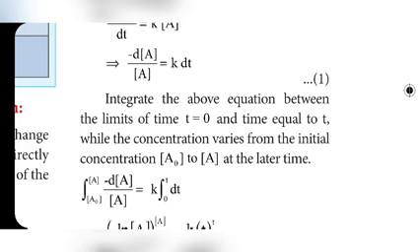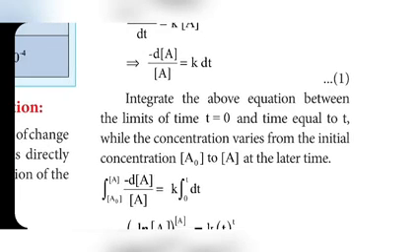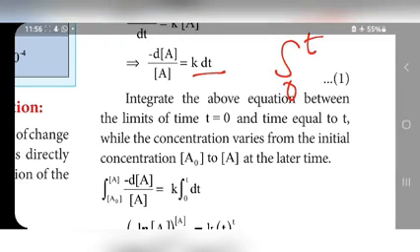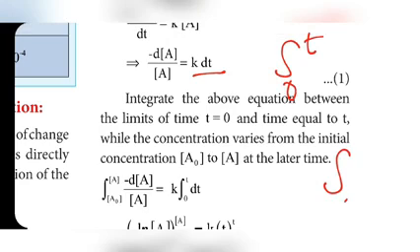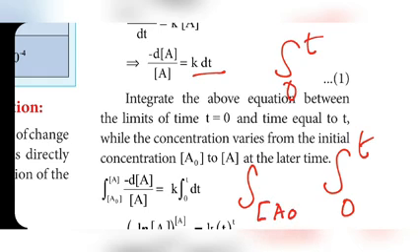So in this part they are telling about the integration. Usually integration takes place between two limits. For time, the limit is 0 to t. This is the integration symbol, and the limit is 0 to t. For concentration, this is the integration symbol, and the limit is concentration of A0 to concentration of A.